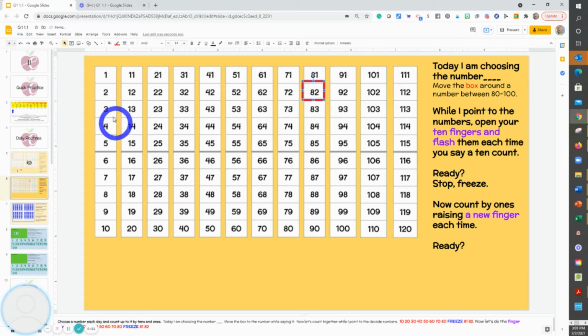So if we were at 82, we would count up to the number 82. We'd say today's number is 82. And then we'd count up there 10, 20, 30, all the way to 80. And then we'd use our single fingers and count to 82.